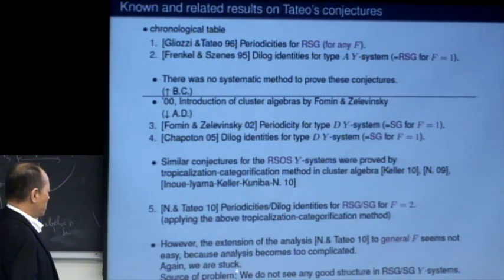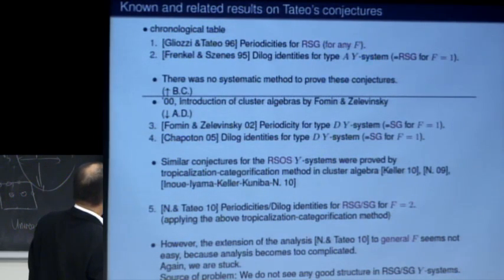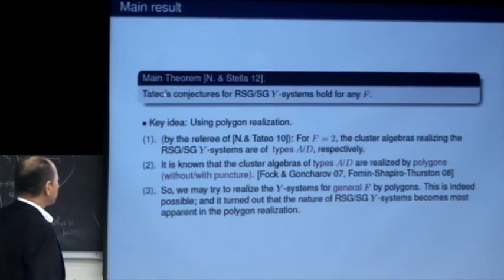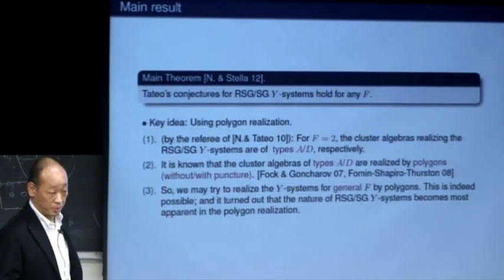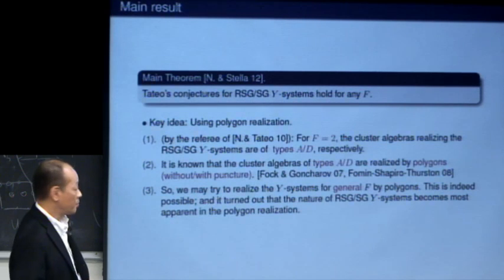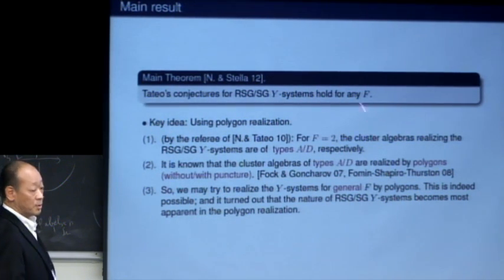And the source of the problem is, as I mentioned, we don't see any good structure in these Y systems. But today, I am happy to tell that our main theorem, with Salvatore Stella, is that Tateo's conjecture is now fully solved in full generality. What happened? The key idea is using polygon realization. This is really the key.